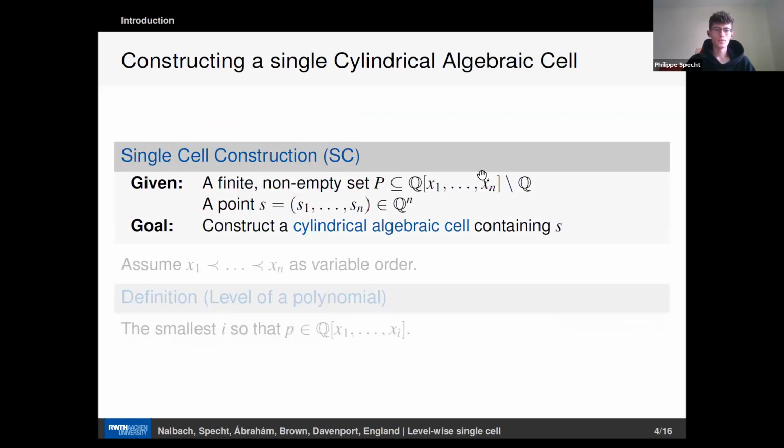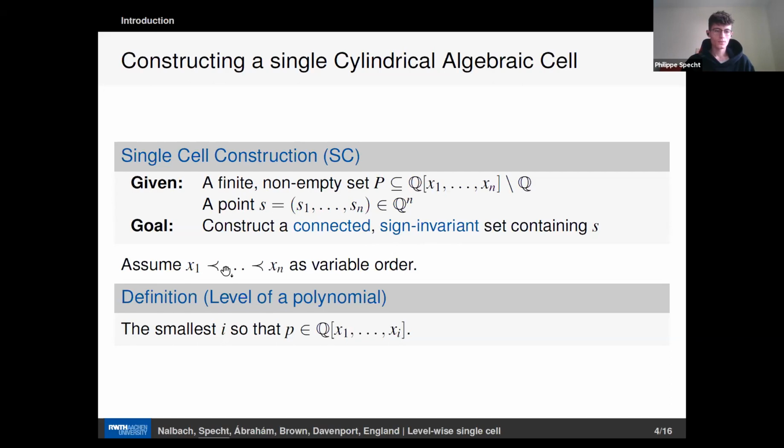Let me formalize this real quick. We are given a finite non-empty set of polynomials in n variables with rational coefficients, which are non-constant, and a point in space. Our goal is to construct a cylindrical algebraic cell that contains S. But because I don't really want to go into the definitions of being cylindrical, I'll reduce this to saying we want to construct a connected sign invariant set that contains S. This is not equivalent to the prior definition, but it's the essential part for the application of single cell construction, and therefore we'll just go with this for this talk.